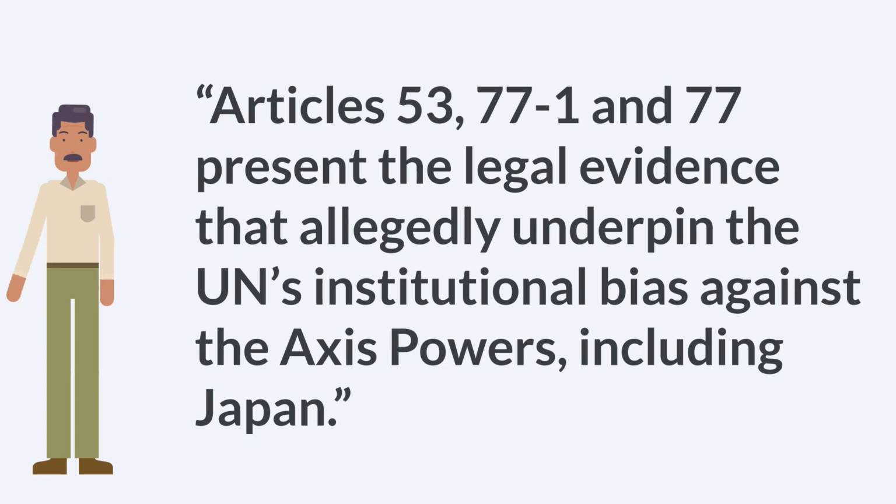Articles 53, 77, 1, and 107 present the legal evidence that allegedly underpin the UN's institutional bias against the Axis powers, including Japan.